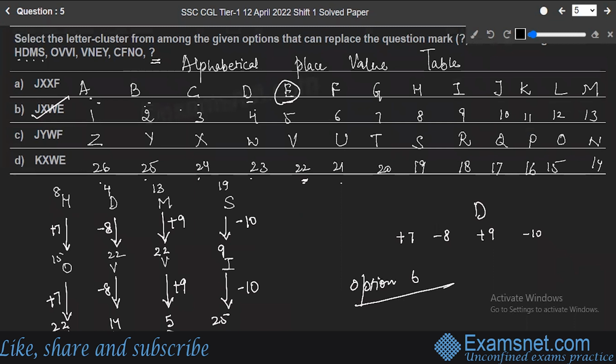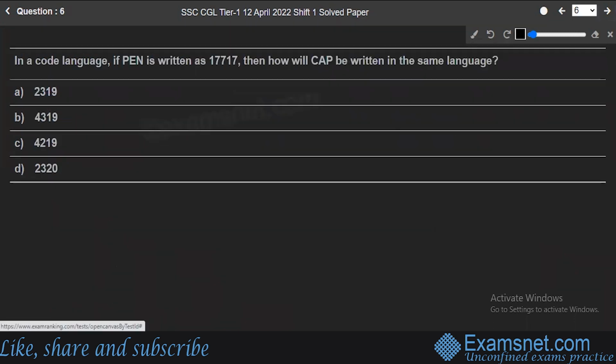Hope you are clear with this. Next, question number 6. In a code language, if pen is written as 17717, how will cap be written in the same language?